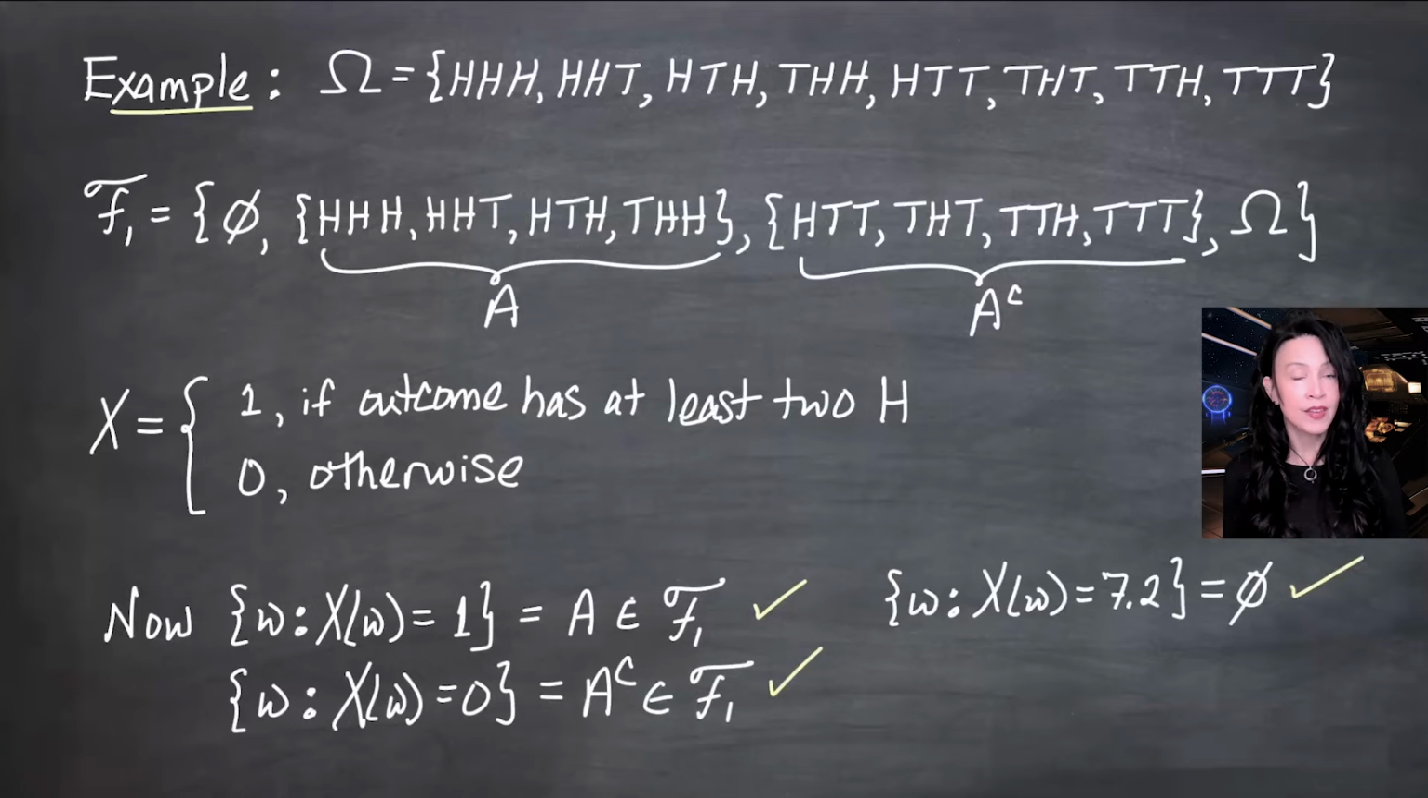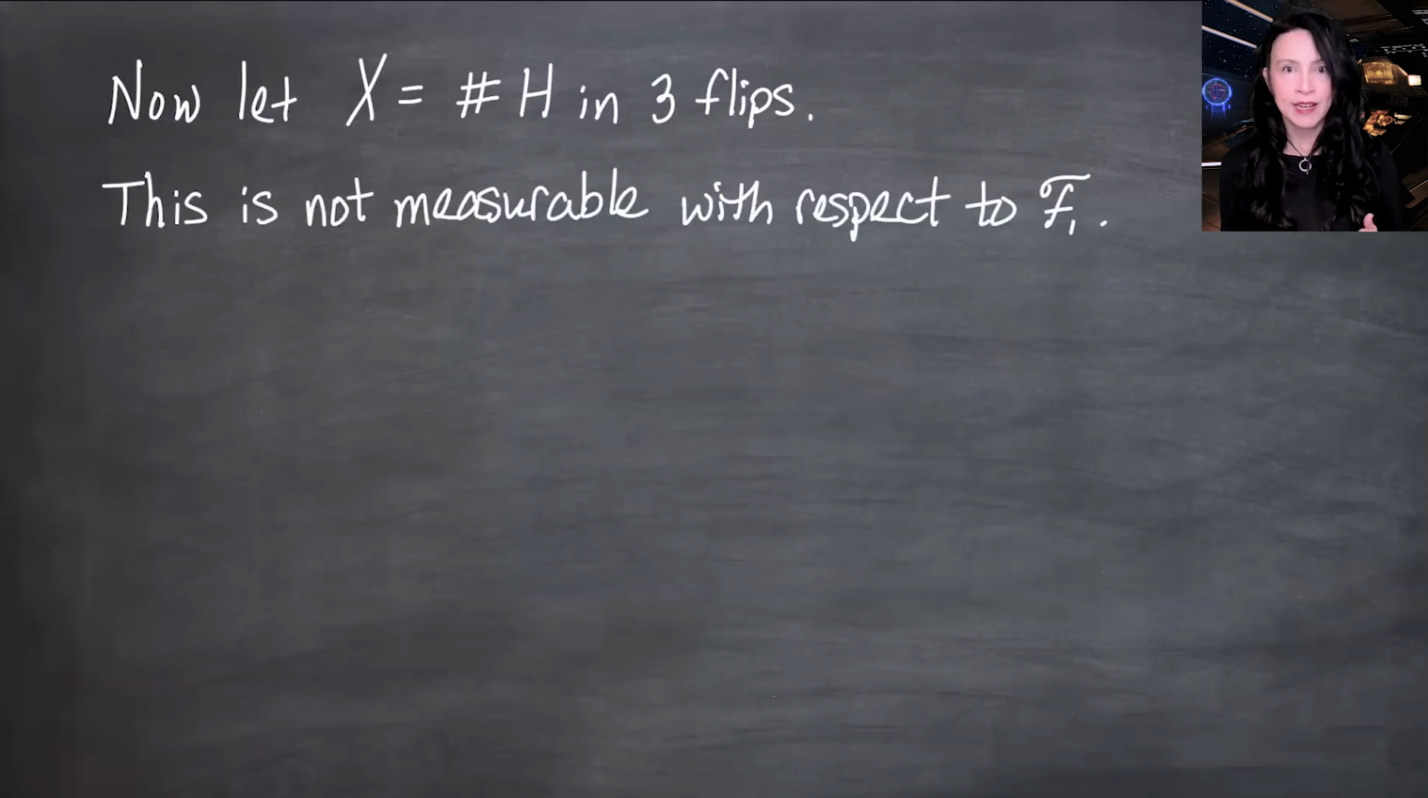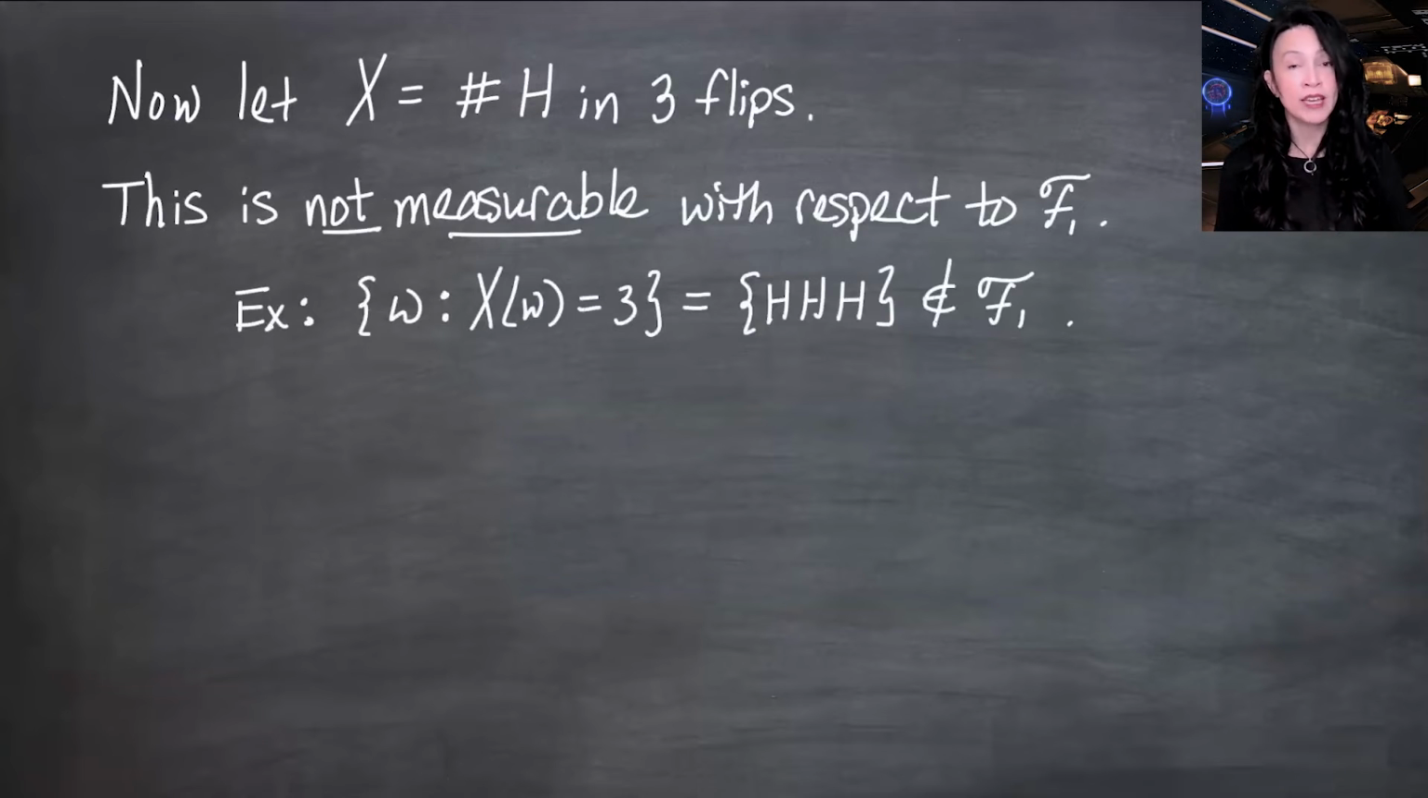If we instead let x be the number of heads in 3 flips, taking on the values 0, 1, 2, or 3, and we stick with the same sigma field, curly F1, consisting of the empty set, A, A complement, and omega, this x is not measurable with respect to F1. For example, if we look at the set of omega for which x of omega equals 3, getting 3 heads means we're looking at the outcome heads, heads, heads. This is a singleton set, and the probability measure has not been defined for that set for us at this point. So this x is not measurable with respect to the sigma field that we happen to be working with right now.